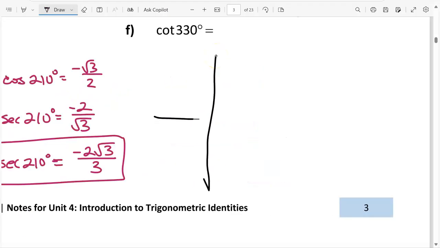For cotangent of 330 degrees, we can draw an angle that terminates in quadrant 3.